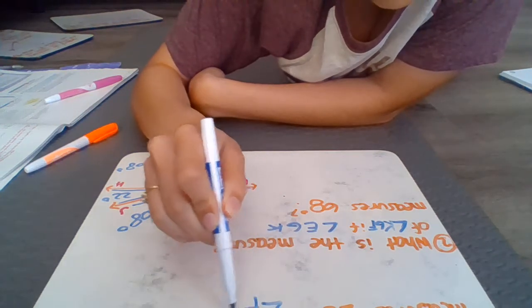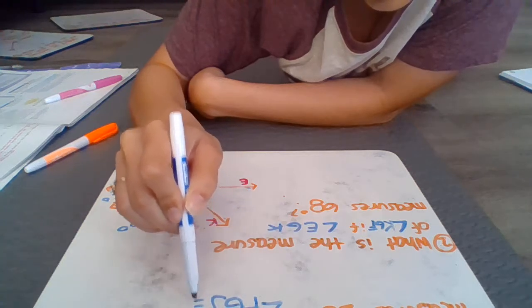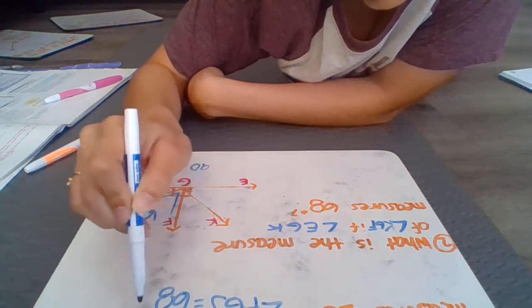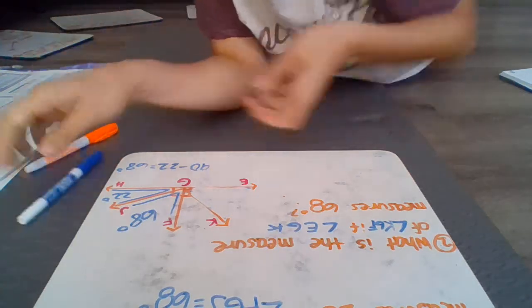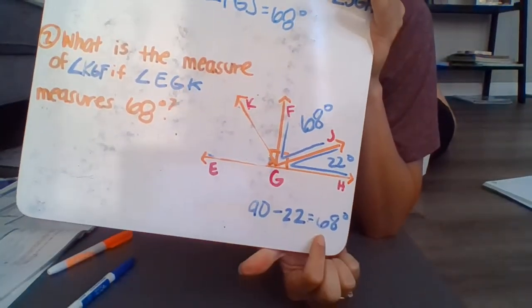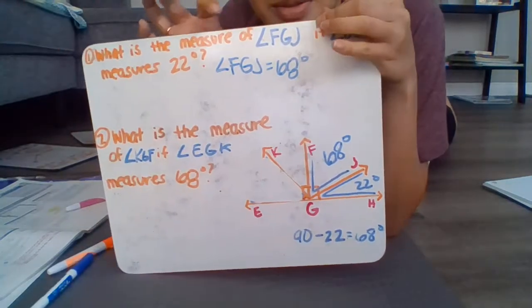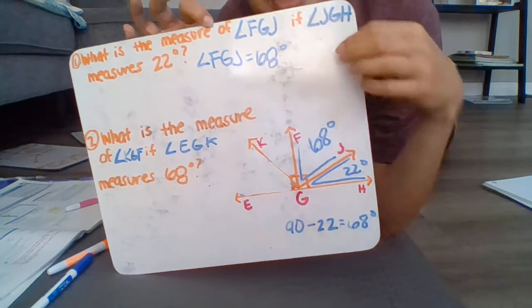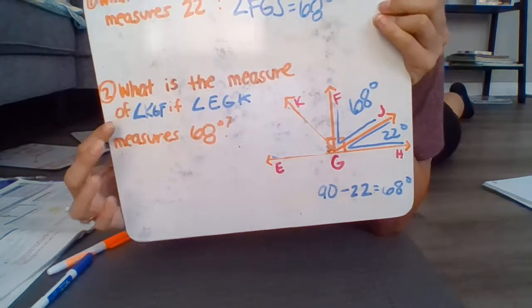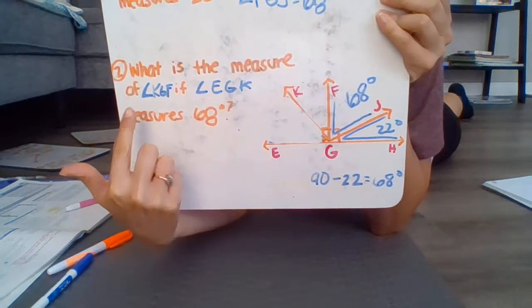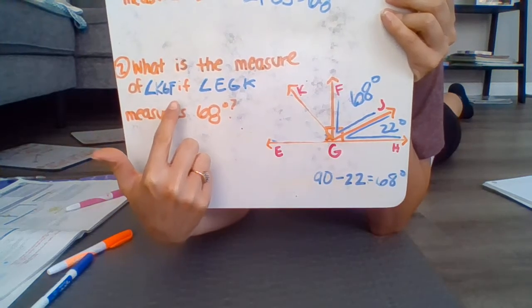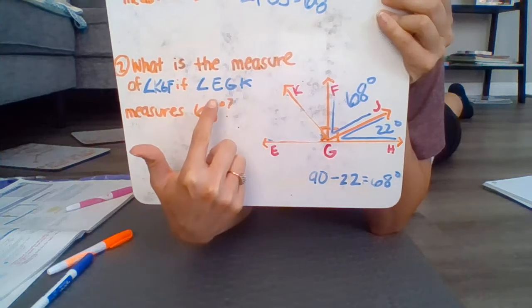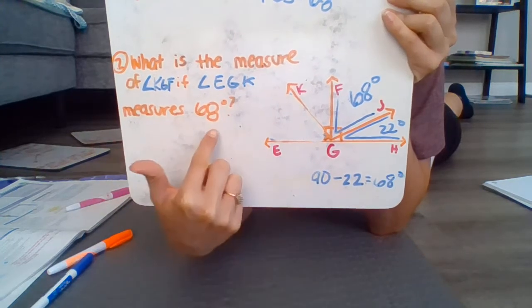So I'm going to write my answer here. Angle FGJ is equal to 68 degrees. There you go. Okay, so I did 90 minus 22 and I got 68 degrees. So I was able to say angle FGJ is equal to 68 degrees. Now let's look at this one. What is the measure of KGF if angle EGK measures 68 degrees?